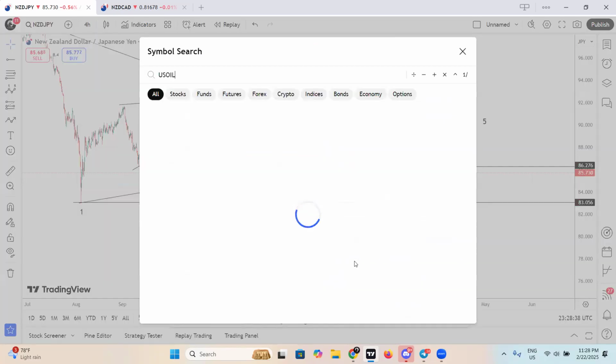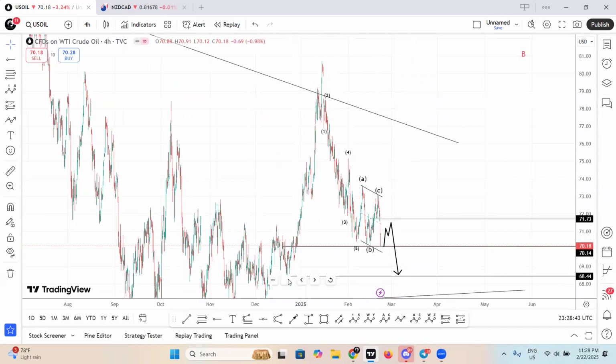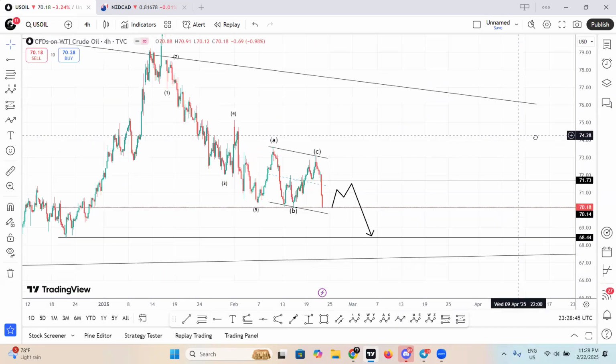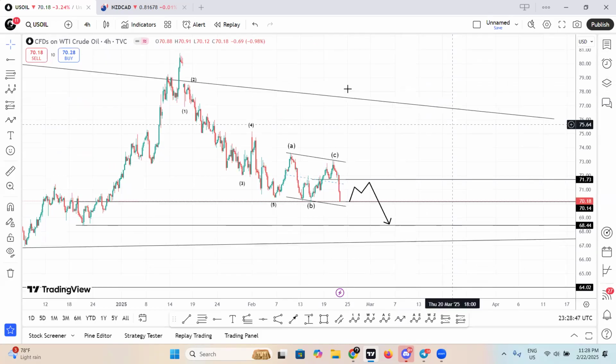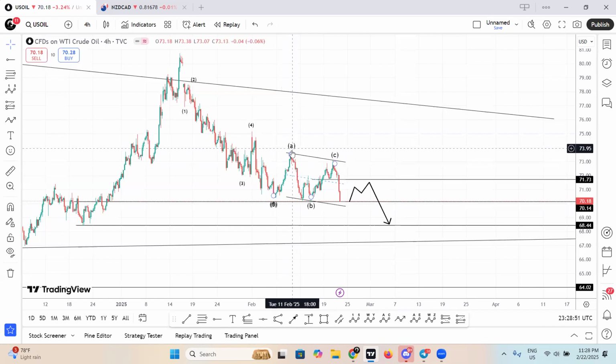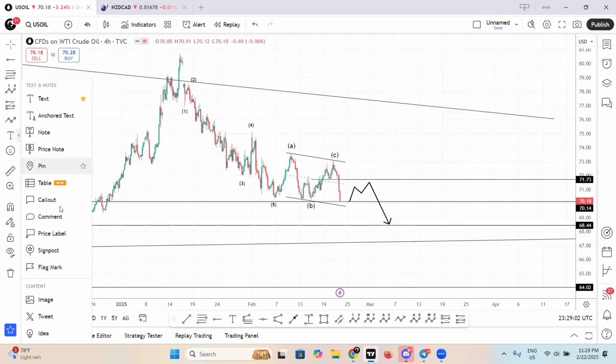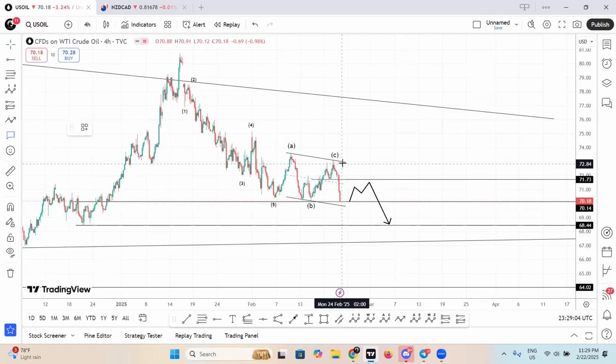So next on our list, we have US oil. What we expect on US oil next week: we've already made a 5-wave count. Wave 1, wave 2, wave 3, wave 4, wave 5. And we also have a correction ABC, correction A, B, and C. This means a running flat.